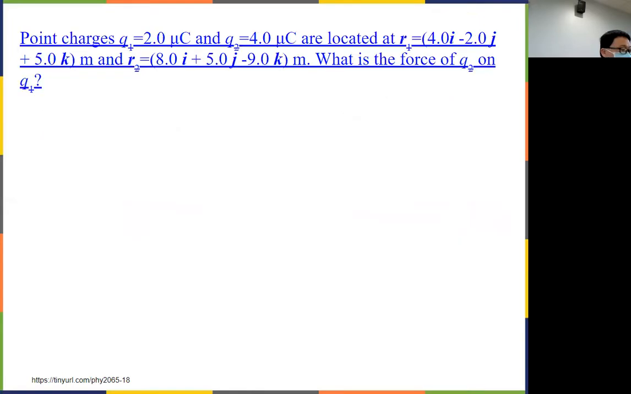Let's take a look at one more example on electric forces. You have 2 point charges, Q1 and Q2, 2.0 microcoulomb and 4.0 microcoulomb. The first is located at position vector R1 equals 4.0 I minus 2.0 J plus 5.0 K. The second is at 8.0 I plus 5.0 J minus 9.0 K. It's asking what's the force of Q2 on Q1.